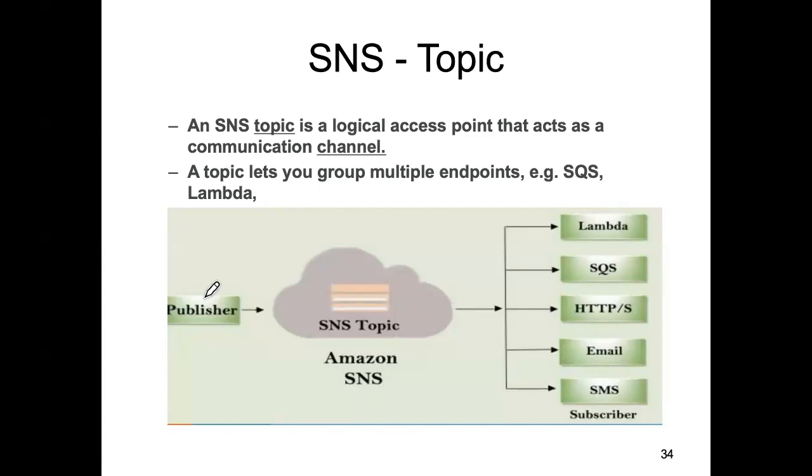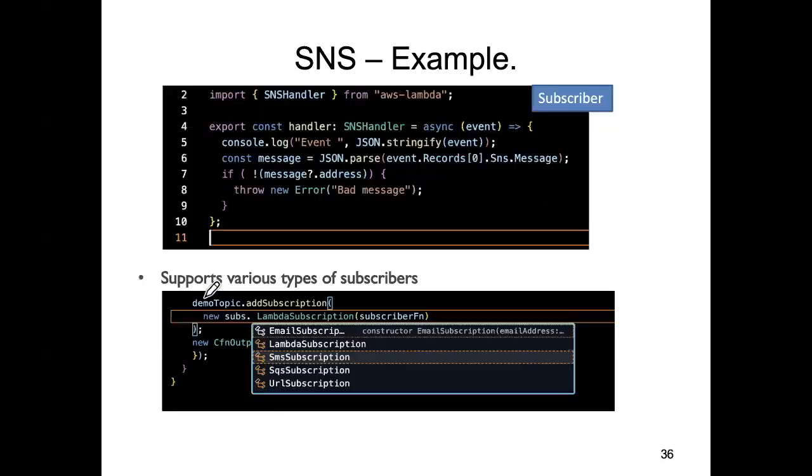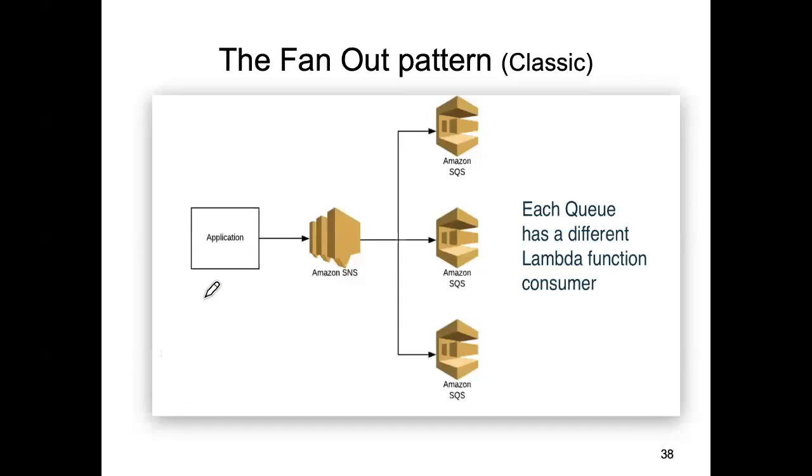Now, what's nice about this SNS service is that you can have many subscribers to the same topic. And as you probably know already at this stage now, when a publisher writes a message to an SNS topic, all of the subscribers to that topic receive a notification about that message, so they can process it in parallel. That's often what we refer to as the fan out pattern.